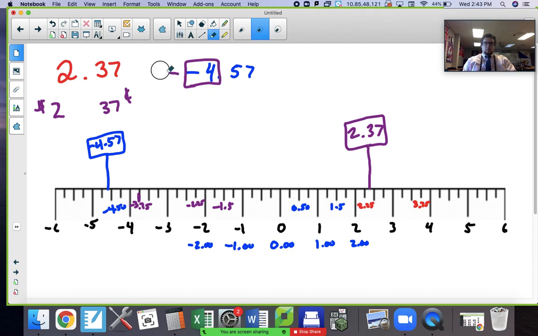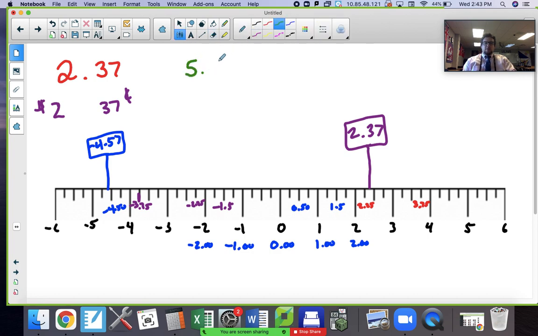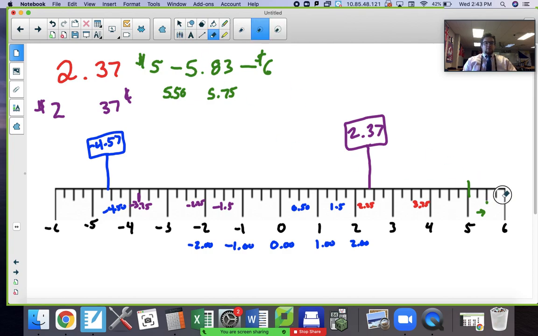So I'm going to do one last one. Let's go with $5.83. So 5.83 is between the whole number 5 and the whole number 6. So I'm over here. It's bigger than $5.50, so it's past that. And it's bigger than 5.75. So it's somewhere over here. So $5.83 is right about here.